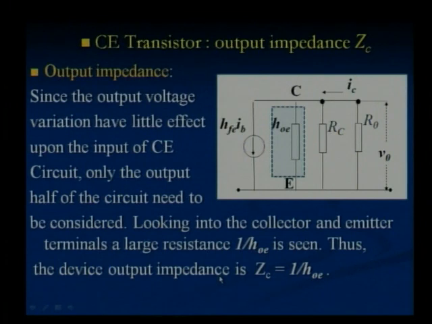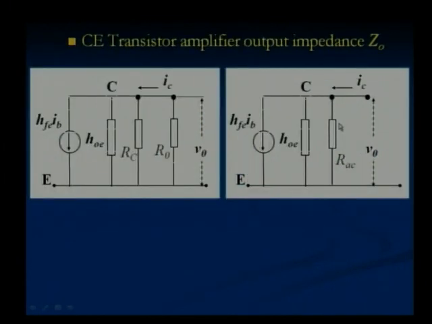Now this is the output circuit of the earlier circuit, and here we see that h_oe is the only thing that appears between the collector and emitter as far as the transistor is concerned. And since the output voltage has very little effect on the input, we can do it like this. So the output impedance is simply represented by 1 upon h_oe. R_C and R_O can be combined to give an output impedance only when we consider the circuit as a whole.